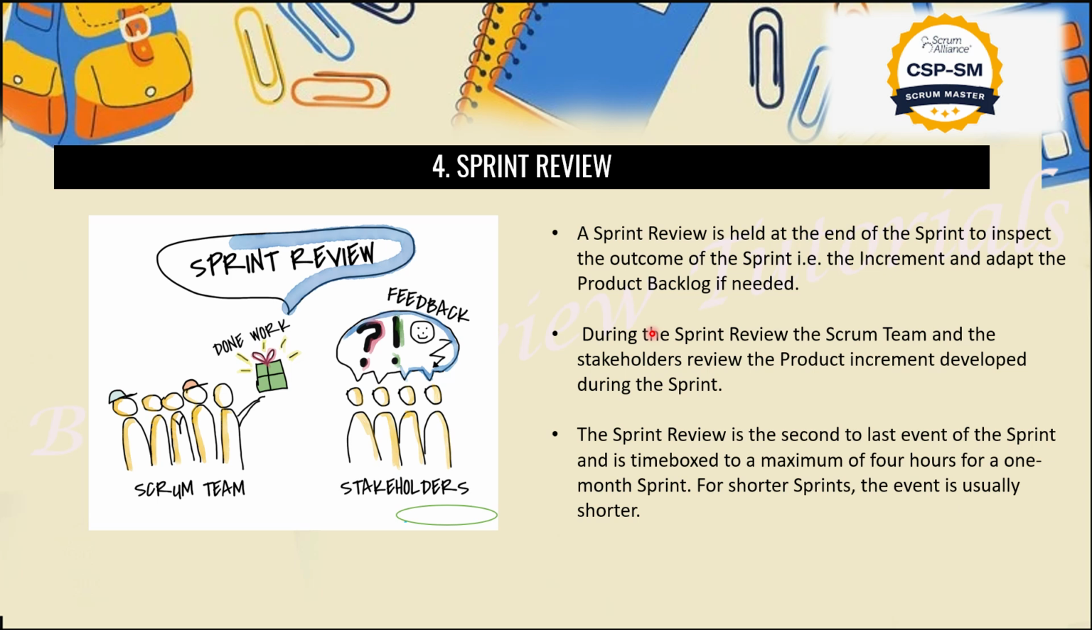The sprint review meeting is held at the end of the sprint to inspect the outcome of that particular sprint. I already told you. During the sprint review, the Scrum team and the stakeholders review the product increment developed during that sprint. Everyone will review whatever piece of product we have completed, and then we will understand whether we should move to another sprint, or if anything needs to be prioritized in the second sprint, or if anything is being forwarded to the product backlog. Everything will be discussed in the sprint review meeting.